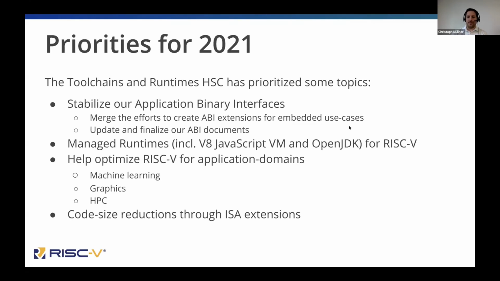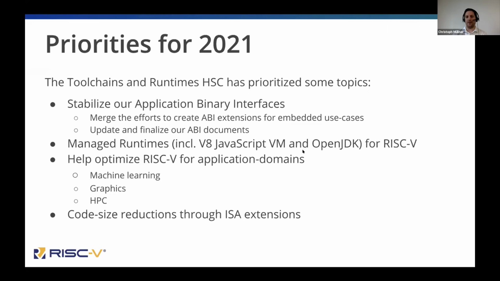Okay, and another topic where we expect quite some progress in the near future are the application domains like machine learning, graphics, and high-performance computing, where we are also creating new task groups which are addressing the individual aspects of these areas.